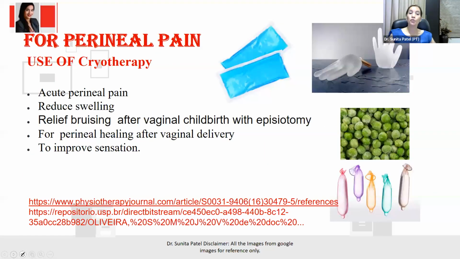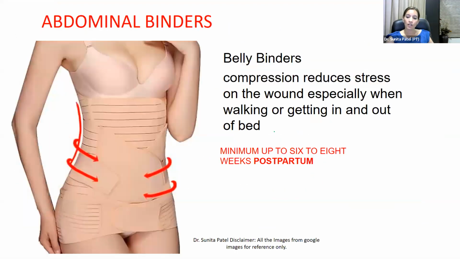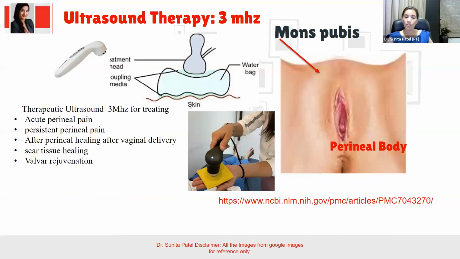Yes, what we can use on the perineal area, around your mons. If you have pain, you can apply cryotherapy, okay, you can apply icing. You can apply ultrasound over your mons pubis. So this is the mons pubis. If the pain is there, you can apply ultrasound over here, 3 megahertz, for treating acute perineal pain, persistent perineal pain, and any pain you are feeling around the mons pubis region.